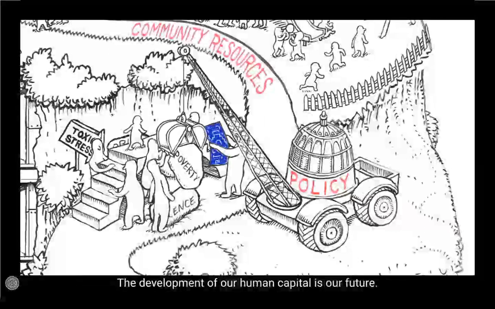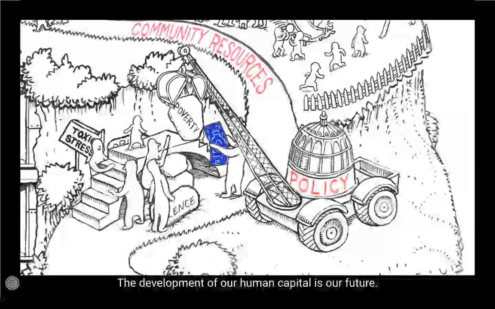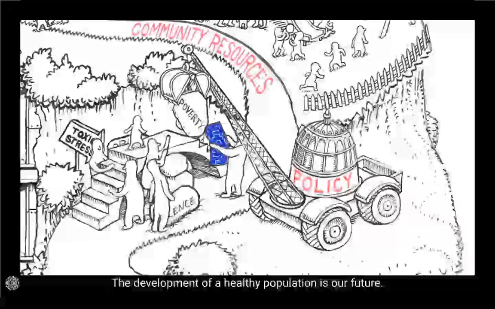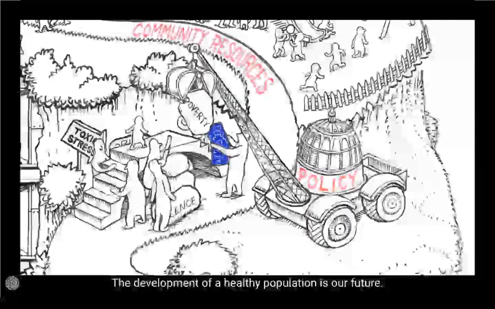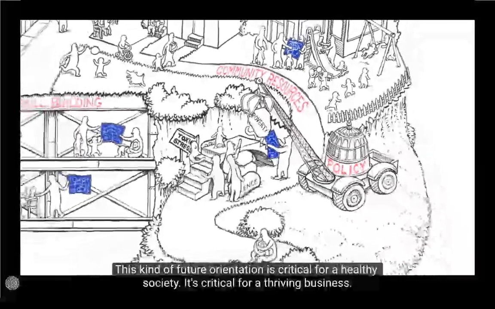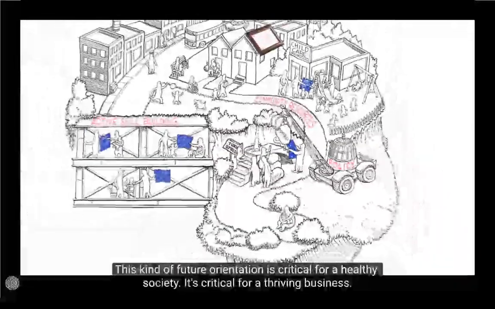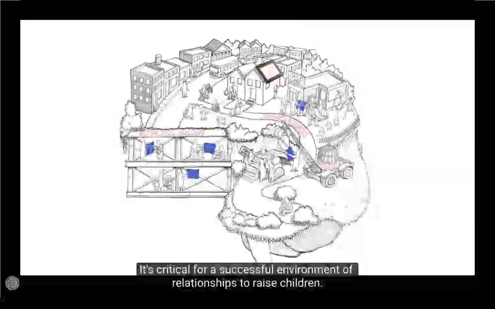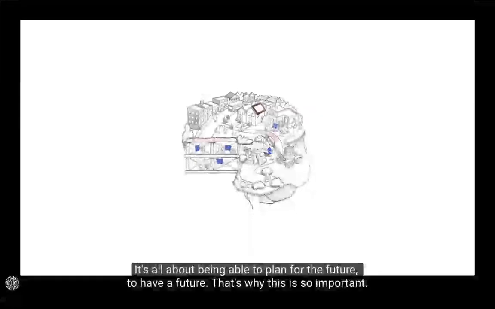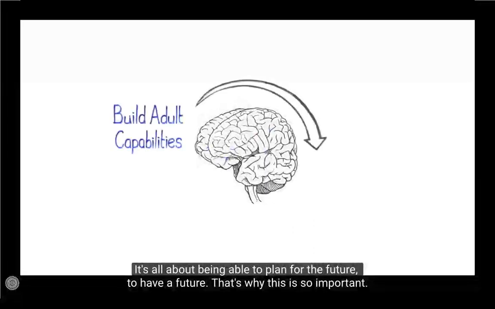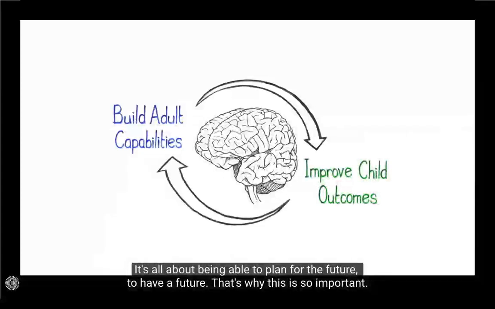The development of our human capital is our future. The development of a productive workforce is our future. The development of a healthy population is our future. This kind of future orientation is critical for healthy society. It's critical for a thriving business. It's critical for successful environmental relationships to raise children. It's all about being able to plan for the future, to have a future. And that's why this is so important.